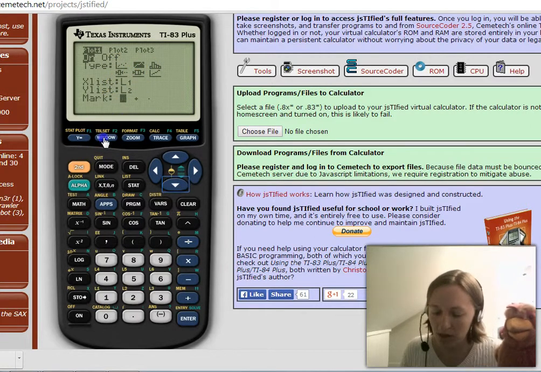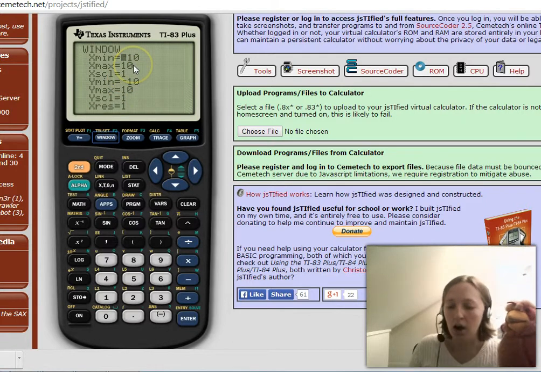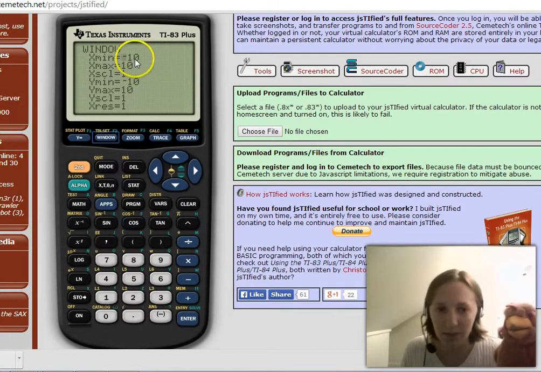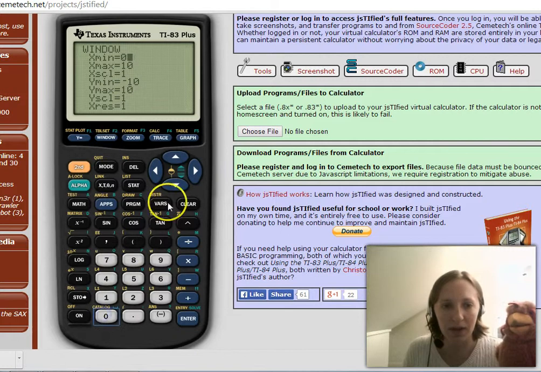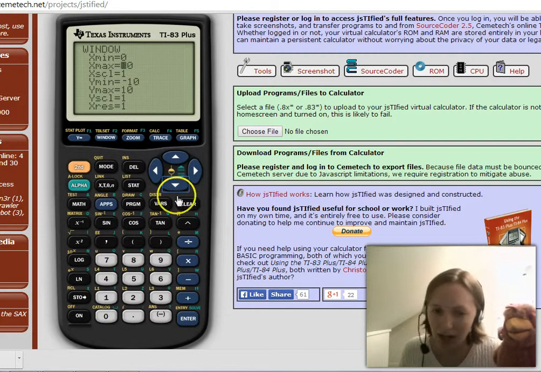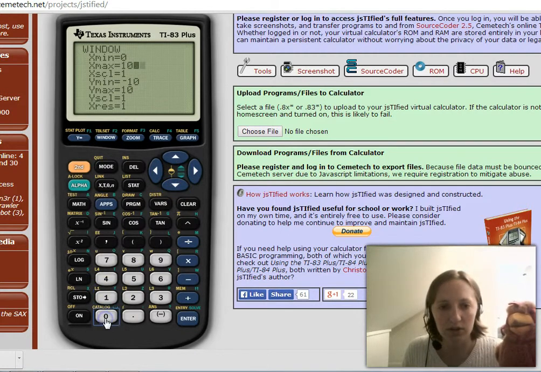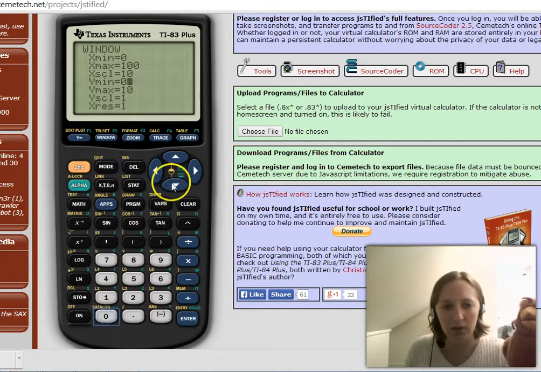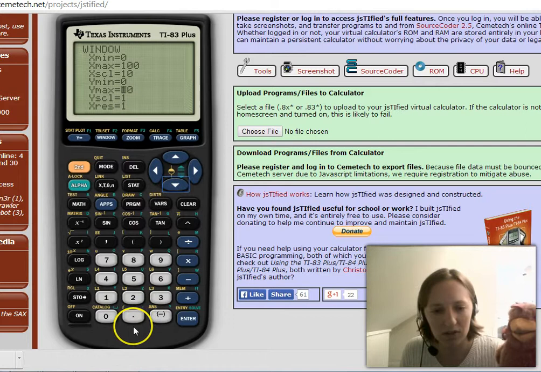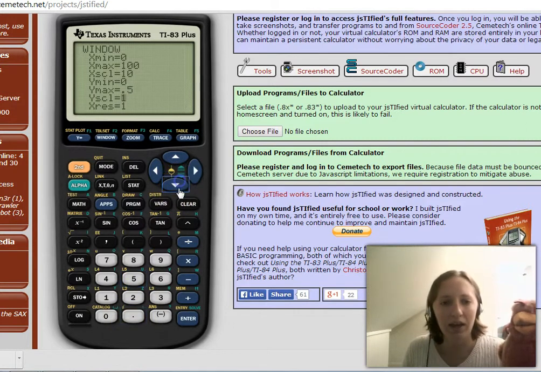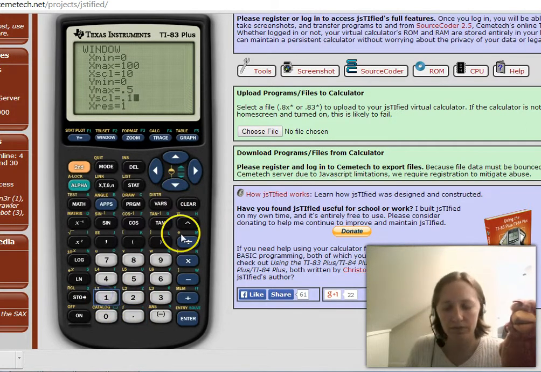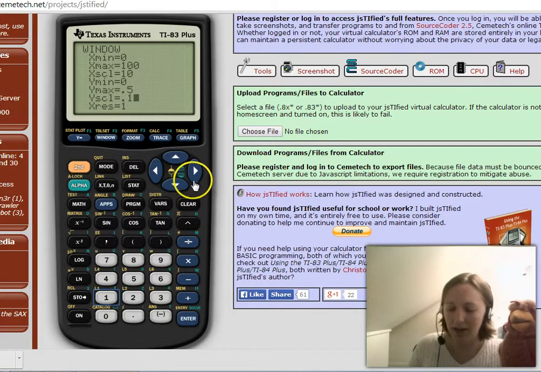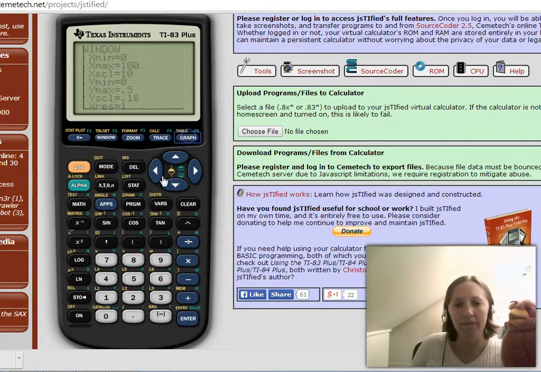So now you need to go to Window, and our minimum X, which is time, is 0. Our maximum X of time is 80, so let's go to 100 or so. And our X scale needs to be reasonable, so 10 would be pretty good. Y minimum is 0.1, so let's make that 0. Our maximum is 0.4, so let's go up to 0.5. And the scale should be about 0.1. Alright, now go ahead and hit the graphing button.